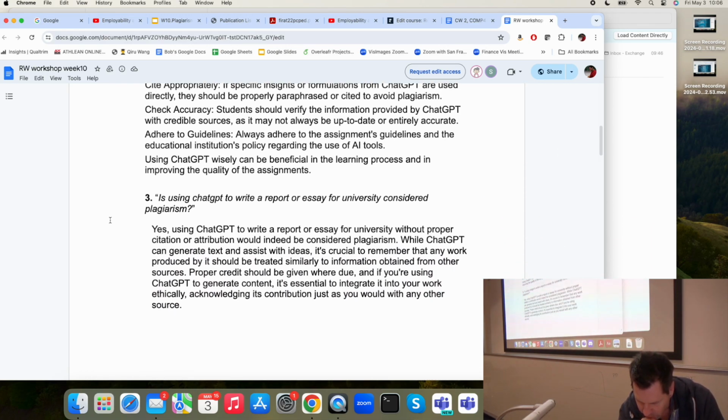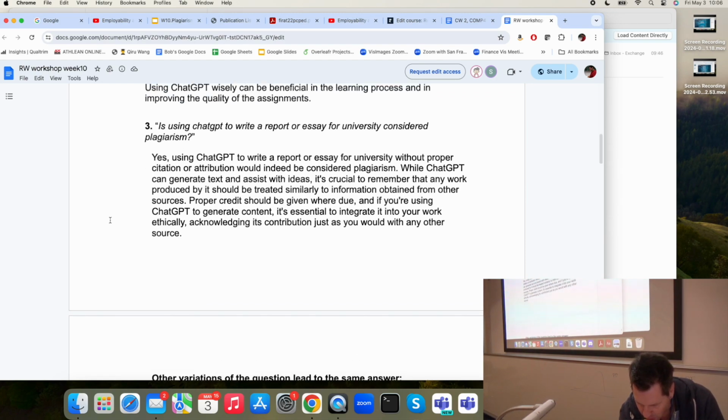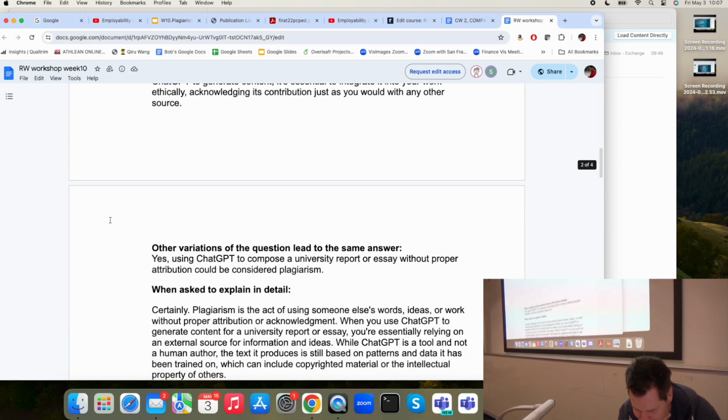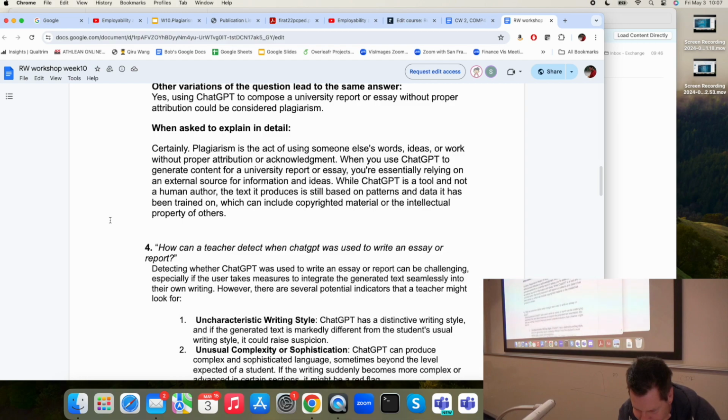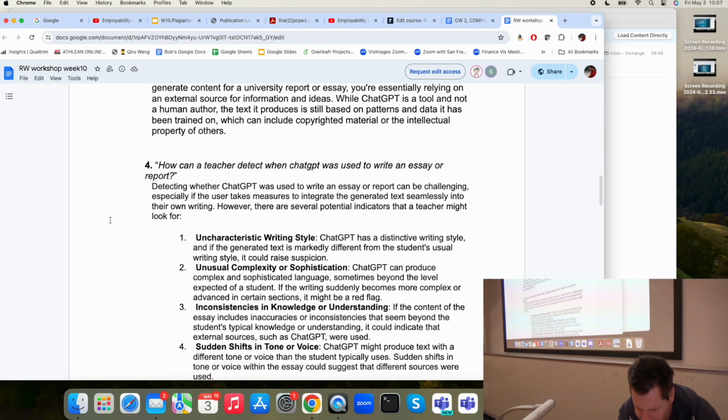Is using ChatGPT without proper citation considered plagiarism? Yes. Oh, wow. Look at that. While ChatGPT can generate text, it's crucial to remember that any work produced by it should be treated similarly to information obtained from other sources. Okay, yep, good. There is a question. Certainly plagiarism. Yes. Okay, good.